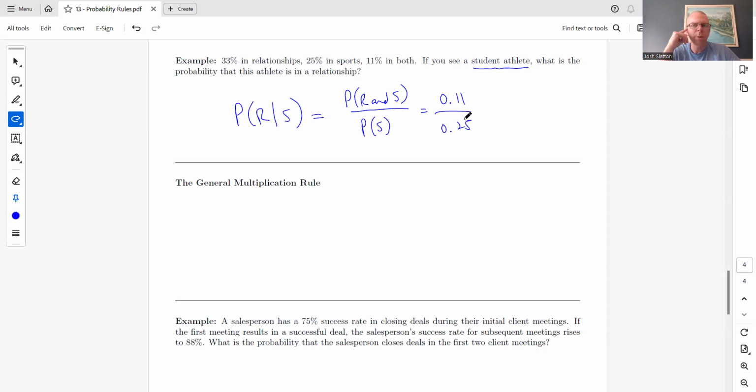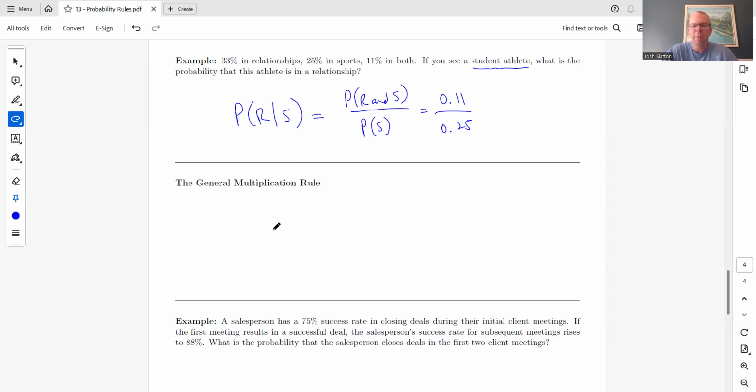Okay, so general multiplication rules. The multiplication rule we gave last time said if A and B are independent, the probability of A and B equals the probability of A times the probability of B. Remember, "and" means multiply. So if we look at the probability of both, and they're independent, we have the probability of A times the probability of B. So what if they're not independent?